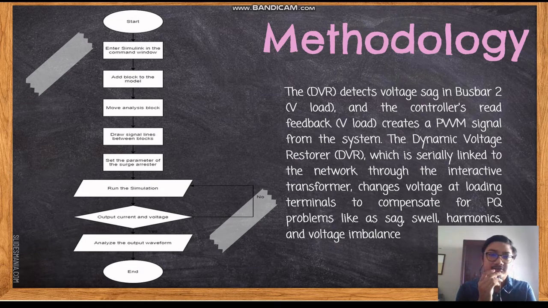Okay, for this project, I will explain about the methodology part and the conclusion part. For the methodology, as we can see in the flowchart, we start the program and we enter Simulink in the command window using the MATLAB software, and then we add blocks to the model, and then we move the analysis block, draw signal lines between blocks, set the parameters, then run the simulation, output current and voltage.